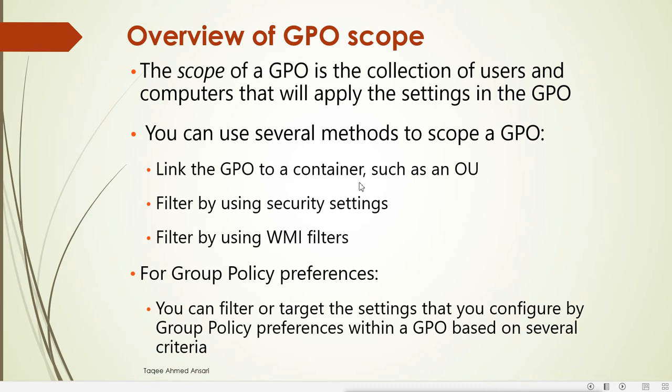Then we can filter by using the security settings. When we apply it on a container, an organizational unit, we can filter that also. That means if we want that some users in that container should not be applied with this policy, we can filter it based on the security settings. In the security settings, we have an option to mention the security groups, the group to which we want to apply the policy. Then we can also use WMI filters. That WMI filter we can define by a specific hardware setting or software setting. We can define that use these computers or these hardware or software settings for the machine, and only apply this policy for that specific hardware or software.